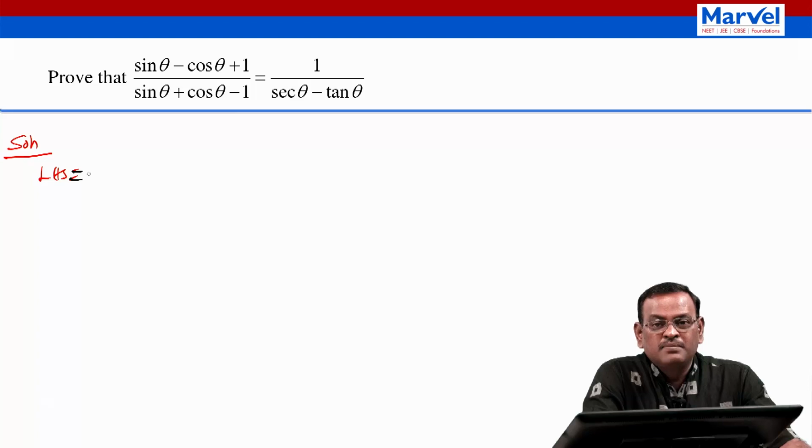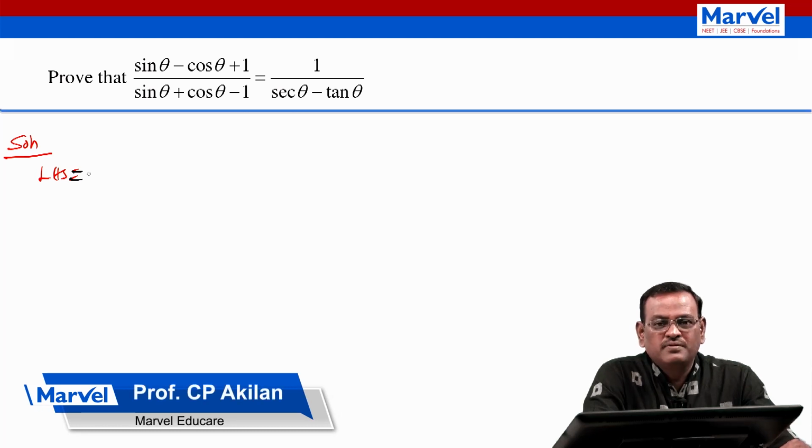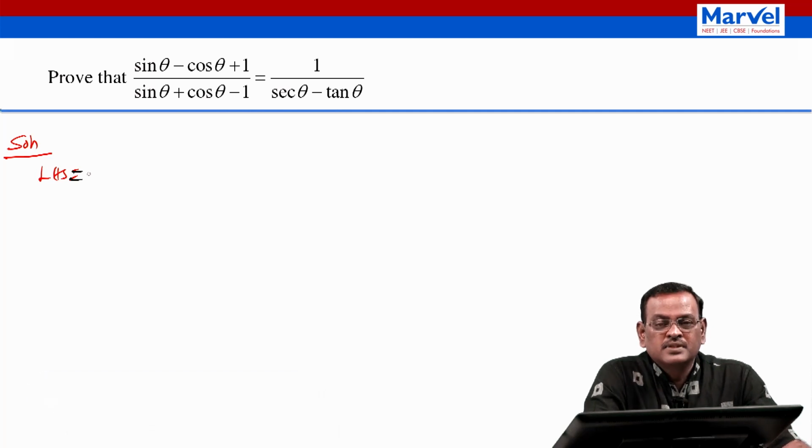Prove that sin theta minus cos theta plus 1 by sin theta plus cos theta minus 1 equal to 1 by secant theta minus tan theta. One of the very important and very tough types. This type is replace 1 in the numerator by identity. But how to start this problem, that is very important.